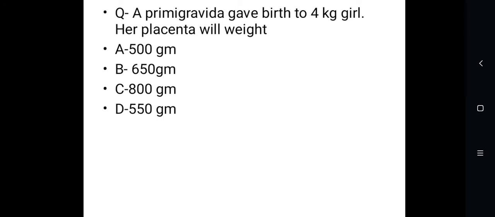Now coming to the question: a primigravida gave birth to a 4 kg girl. Her placenta will weigh... We have learned that the fetal to placental weight ratio is 6:1. So if it is a 4000 gram fetus, then in the ratio 6:1 the placenta comes to around 650. So the answer here is 650. They can ask you 3 kg, 3.5 kg, or 2 kg. So you have to put the ratio, proportion, and you will get the answer. Remember, it is 6:1.